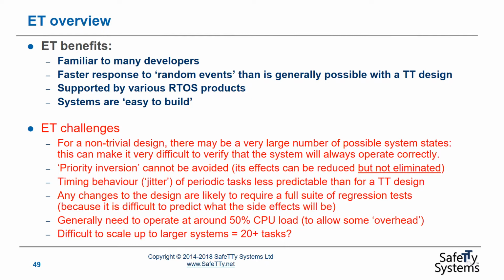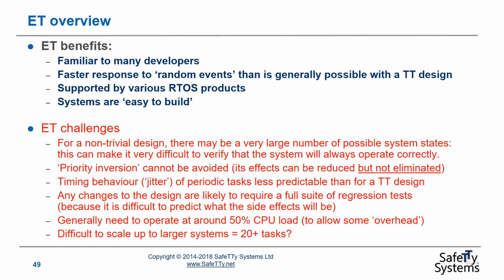Overall, we generally need to operate the system at around 50% CPU load to allow some overhead. And it can be difficult to scale up the system to work with larger tasks. 20 plus tasks or so starts to become very challenging. This is because, again, of the state explosion problem.